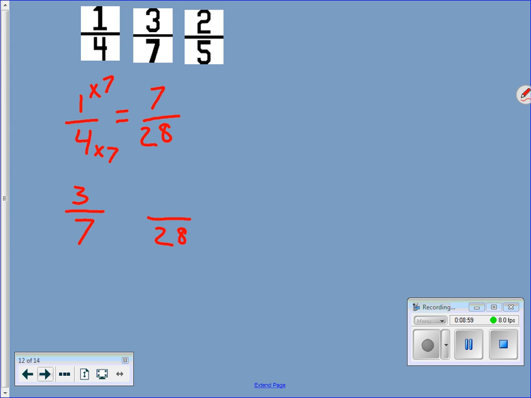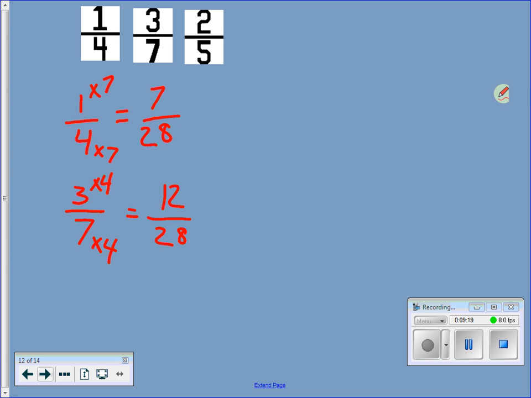How do we get 28 in the denominator? We took 7 times 4. So since we did it in that denominator, we're going to do it in the numerator. We have 3 times 4 up here. That gives us 12/28. So this tells us that 3/7 is larger than 1/4, right? Because 12/28 is larger than 7/28.